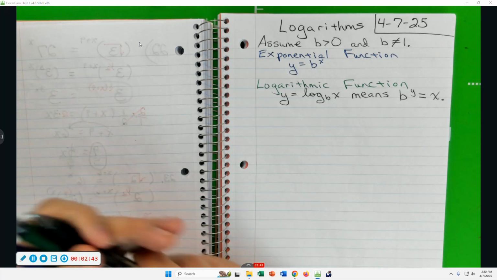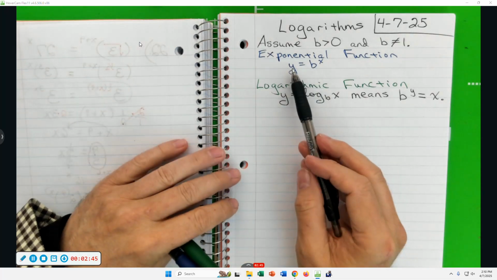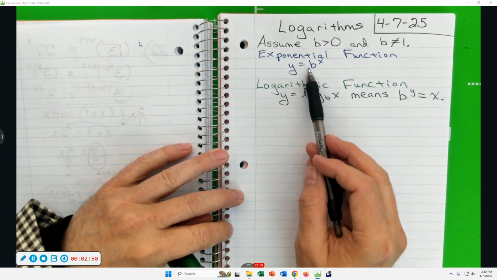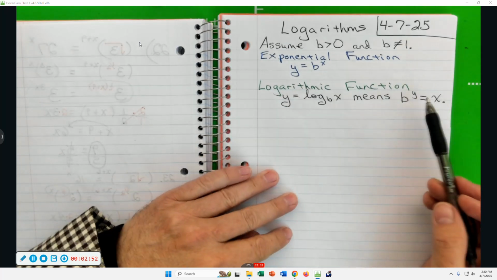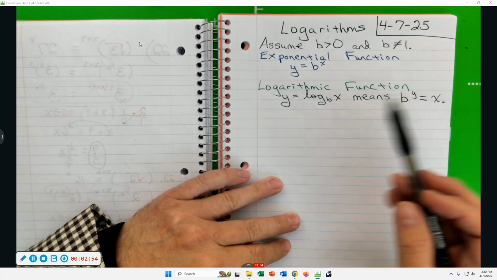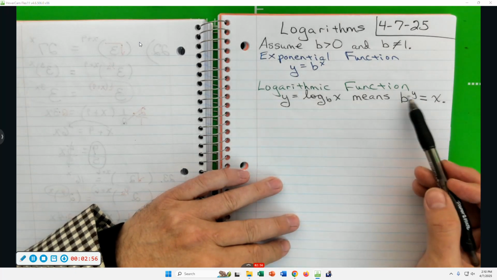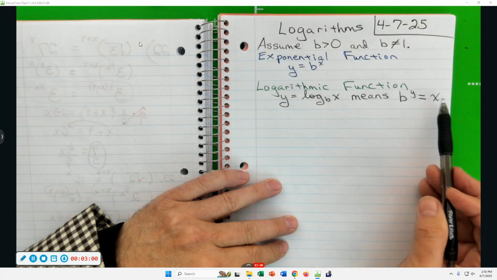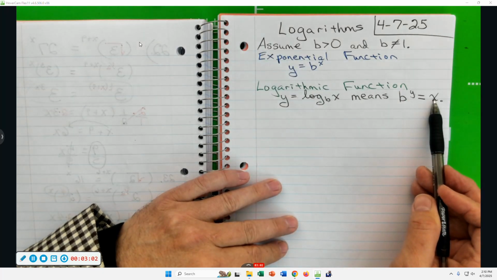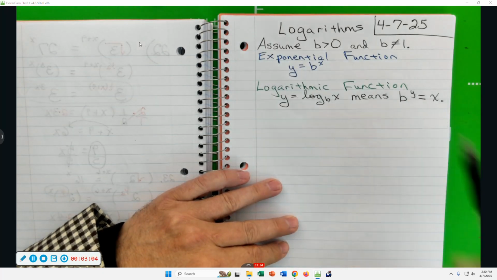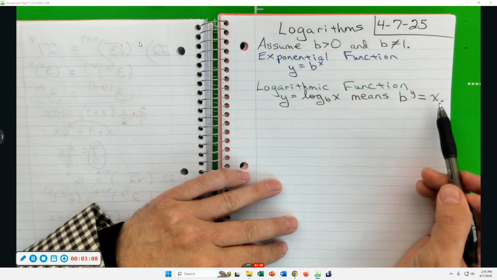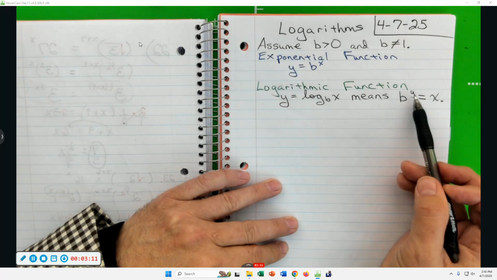And look at this right now. For an exponential function, it's y equals b to the x. Look at what a logarithmic statement says. Instead of b to the x, we have a b to the y. And instead of the y being by itself, on one side we have an x. So it looks like I switched the x and y. The y became an x, the x became a y.